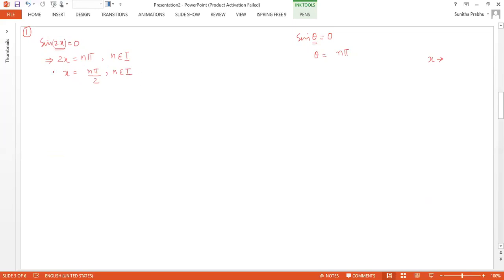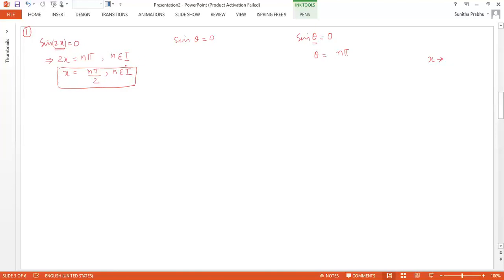Okay, so this is your generic solution. You are recognizing that this is in the form of sin theta is equal to 0. And you're comparing: when sin theta is equal to 0, theta is equal to n pi is the generic solution. So you're substituting 2x as theta and getting the generic solution as x is equal to n pi by 2, where n belongs to integers. Is it okay?